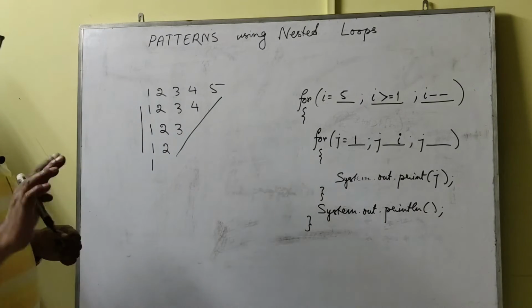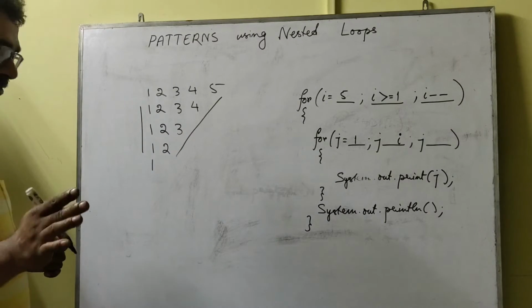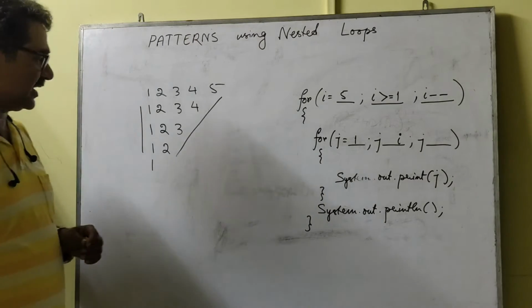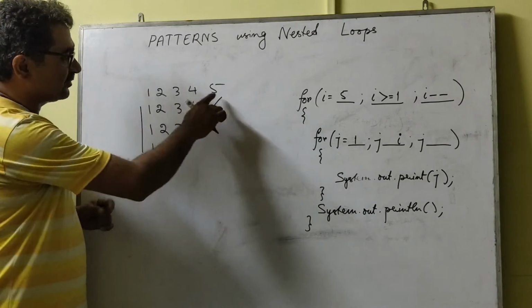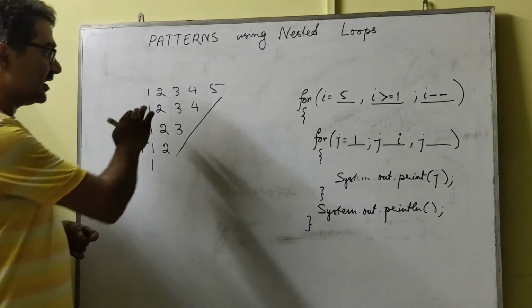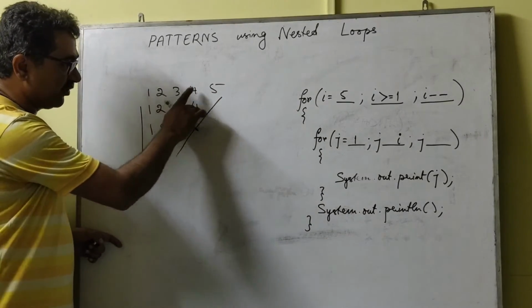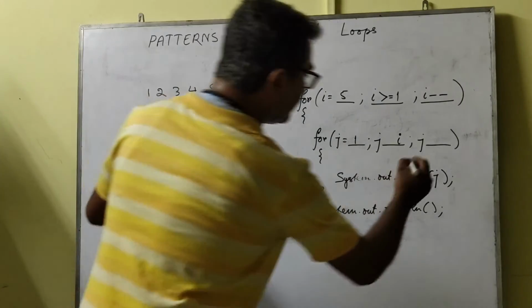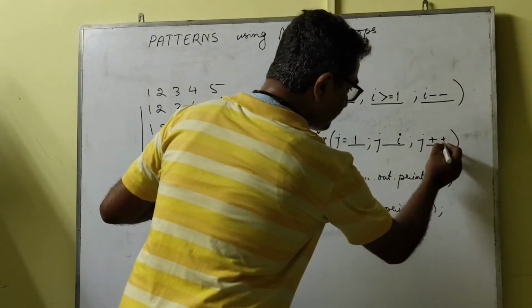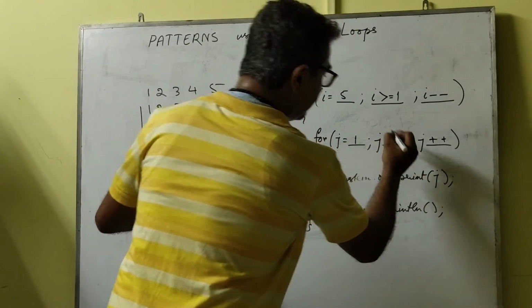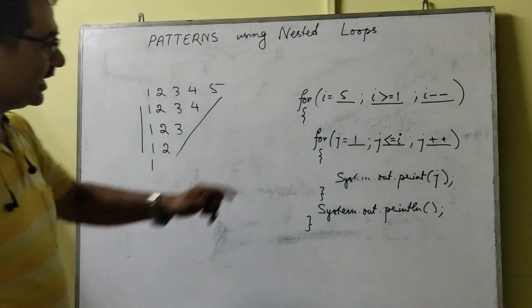Now, to determine whether it is going to be plus plus or minus minus, one simple technique I can tell you is, look at the base of the triangle. Is it increasing or decreasing? Obviously, it is increasing: 1, 2, 3, 4, 5. So, therefore, go for plus plus. And wherever you use plus plus, use less than or equal to.